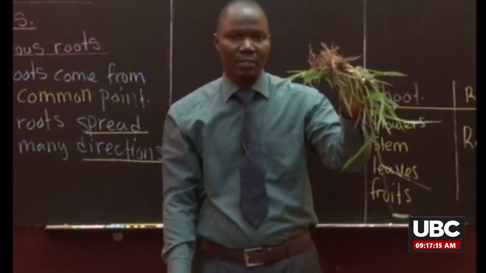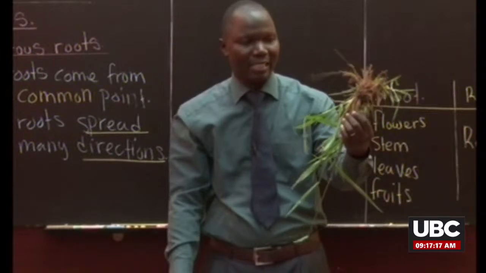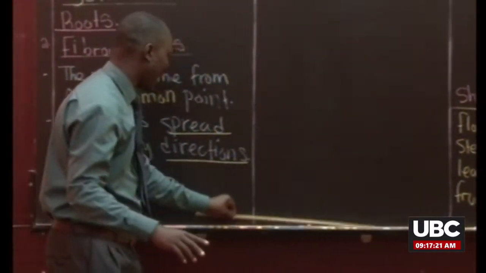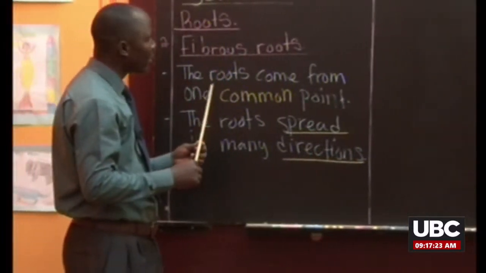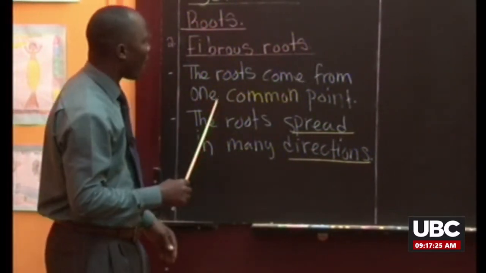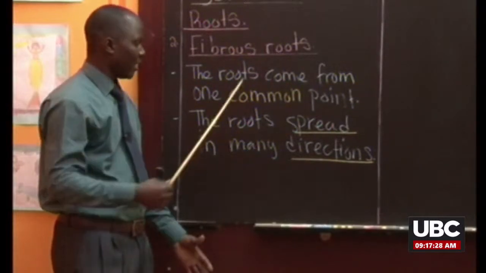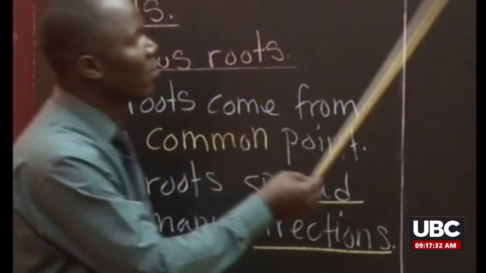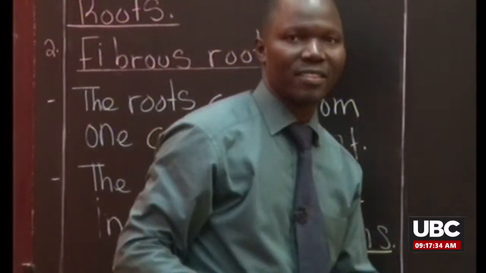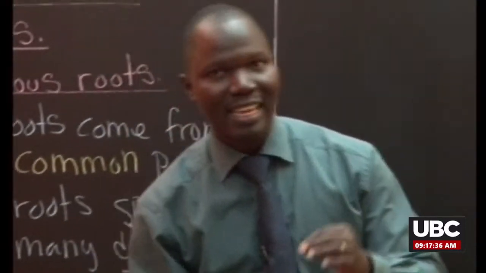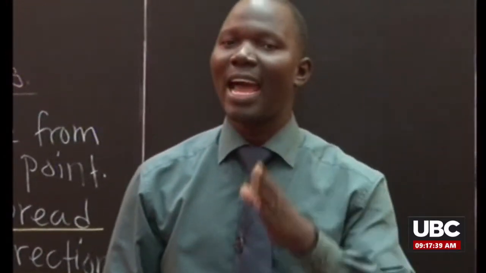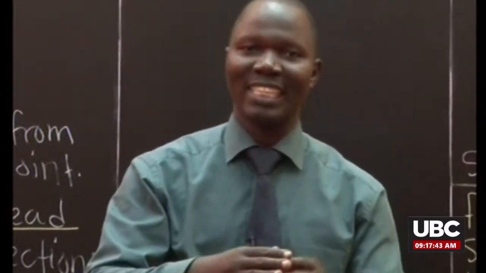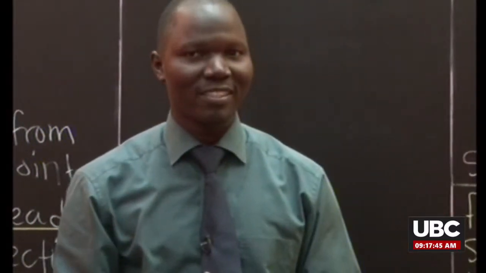Fibrous roots. Now, after looking at that, children, we know the three. What are the three? The roots come from one common point. The roots spread in many directions. The roots are of the same size. Do you know of any plant that has this type of roots?